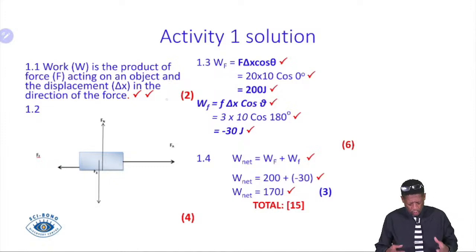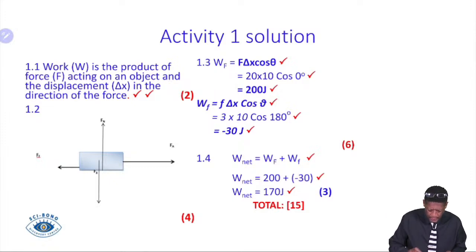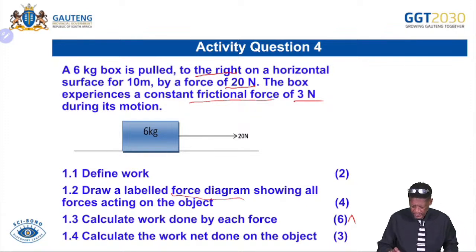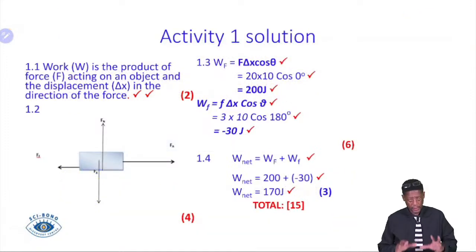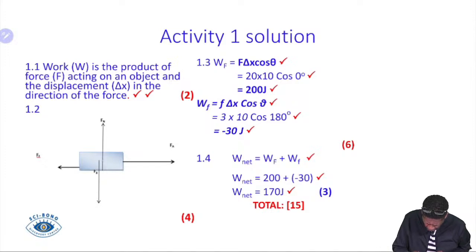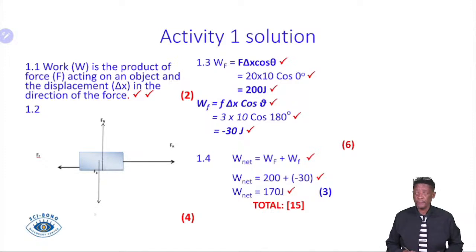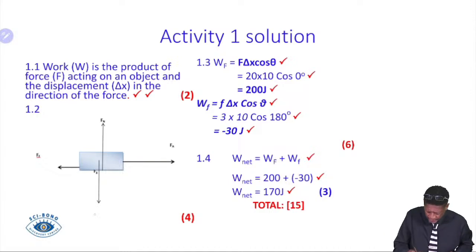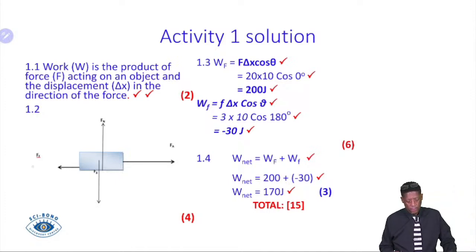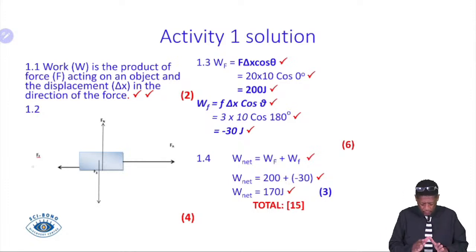Now, draw a free body diagram. Here, they say we must draw what? The force diagram, not a free body diagram, right? A force diagram. So here, there is no dot. It must represent the structure. So this is the normal. This is your gravitational force. This is your pulling force. And this is your frictional force, which is lesser than this one, right? You've got your 4 marks.